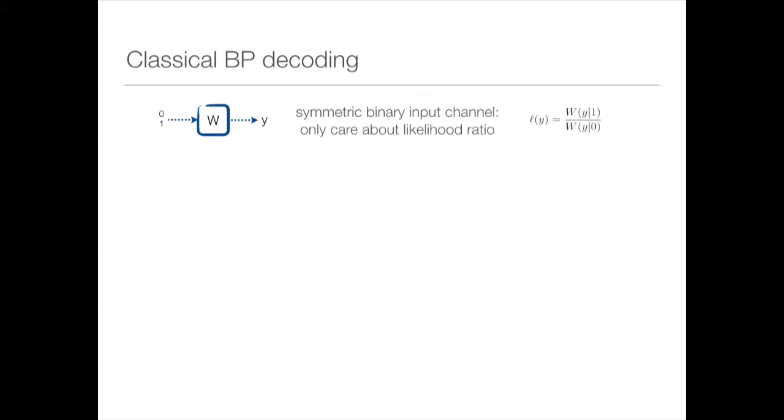Now, classical belief propagation decoding, how does it work? Let's consider, again, the binary input channel. The first thing to realize is that in this case, you only care about the likelihood ratio given the output. It doesn't matter what the output alphabet is or anything like that. You get to see the exact value of the channel output, so all you care about is the relative probability of 0 versus 1. This is all you need to describe the action of the channel. In other words, the likelihood is a sufficient statistic for the statistics of the channel. So we're going to use the likelihoods.